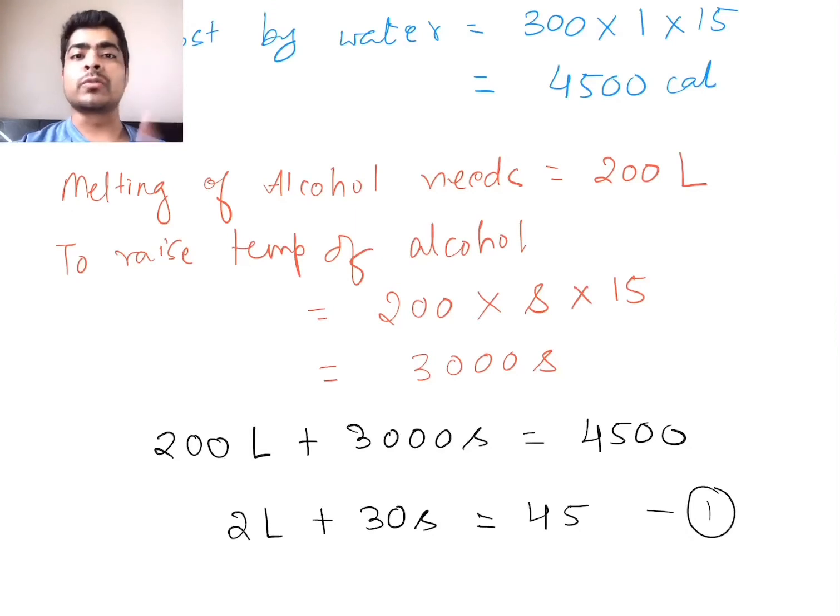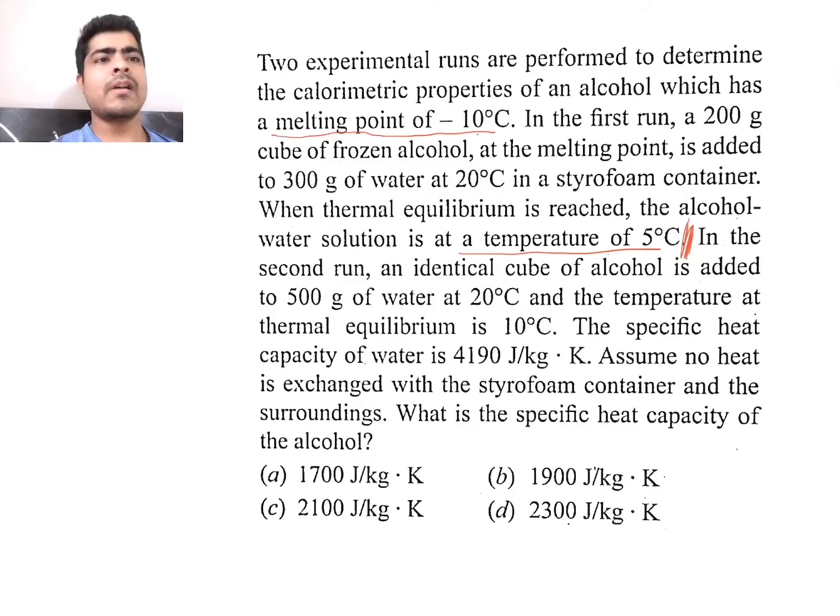This equation has two unknowns, L and S. The question is asking S. So we have two unknowns and one equation, we need one more equation. That's where the second test will be needed. Now let's come to the second part of the question. In the second run, an identical cube of alcohol is added to 500 gram of water at 20 degrees Celsius and the temperature at thermal equilibrium is 10 degrees Celsius. The specific heat and all that is given, we don't need that.